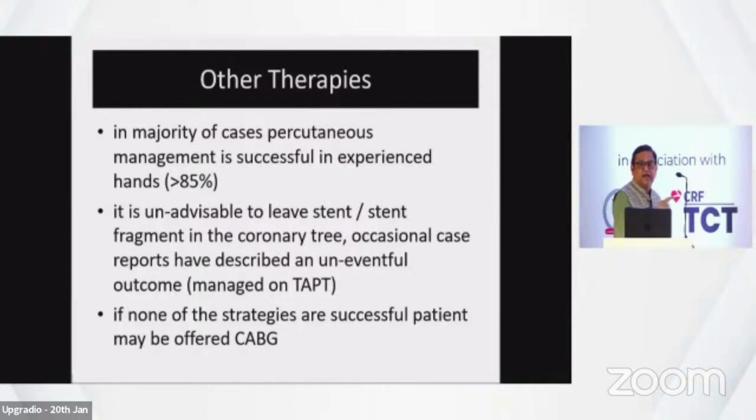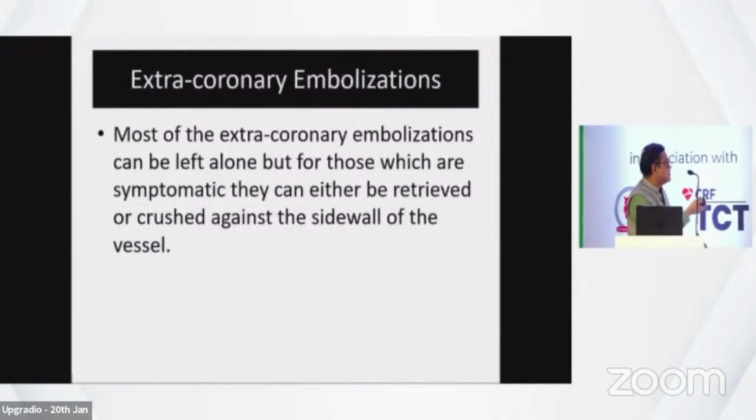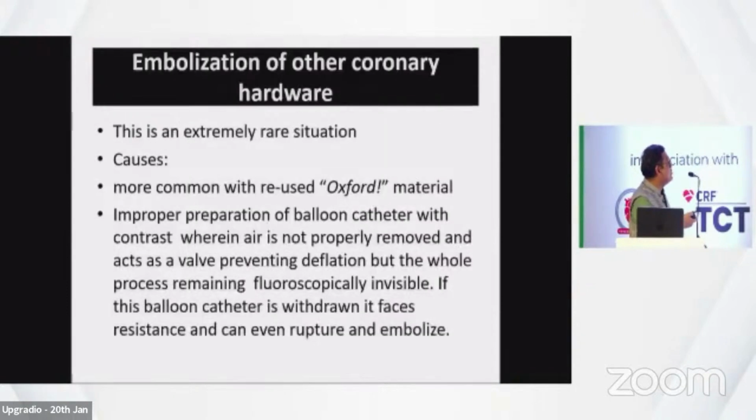But definitely never leave the stent in the proximal coronary or in the coronary circulation. If you can't do anything, then you have to send for surgery. You can't leave this patient alone. That is an important thing to realize. Then there are some extracoronary embolizations, and unless they are into a limb vessel or into the cerebral circulation, you can probably leave them alone and not do anything.